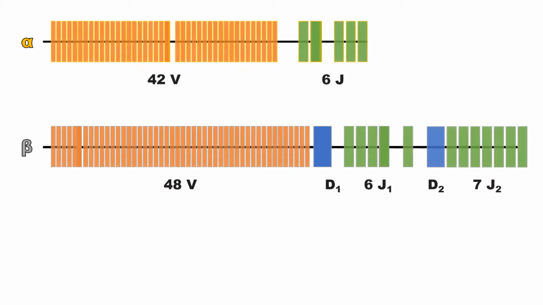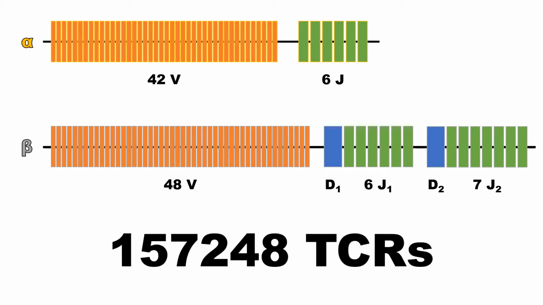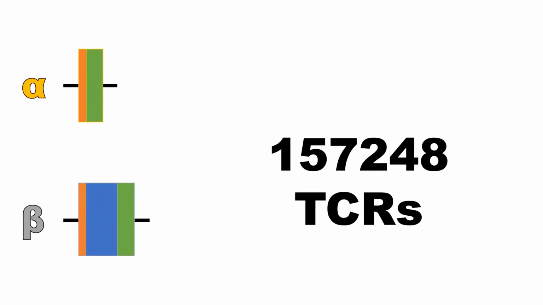The gene fragments give 252 possible alpha chain configurations and 624 possible beta chain configurations, for a total of 157,248 possible T cell receptors. However, the joining process is imprecise. Some additional nucleotides may exist between these segments. Some nucleotides of the gene segment may be accidentally spliced. This further increases the number of possible T cell receptors produced.